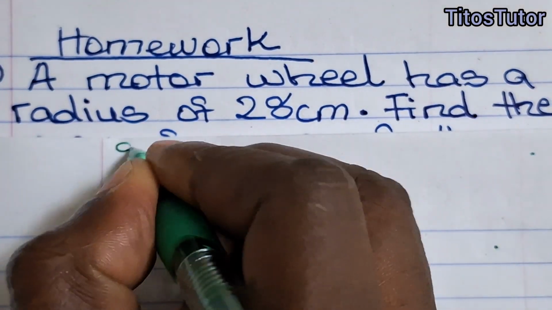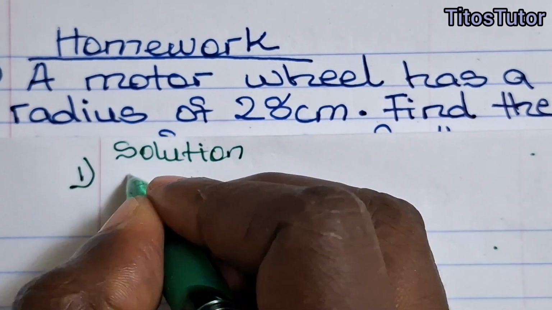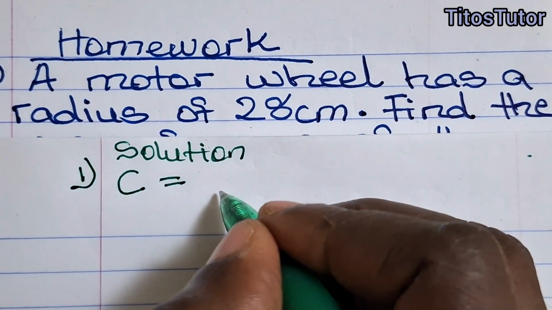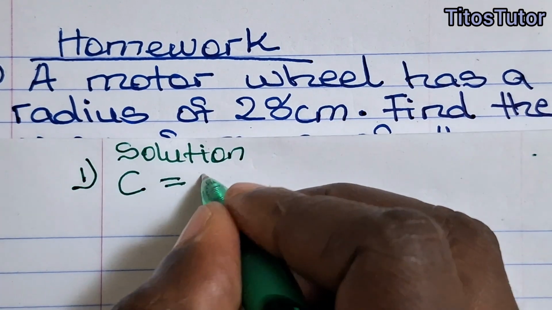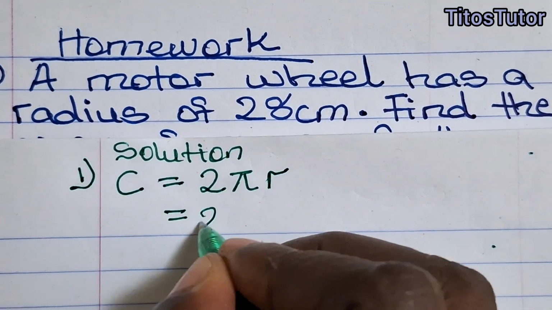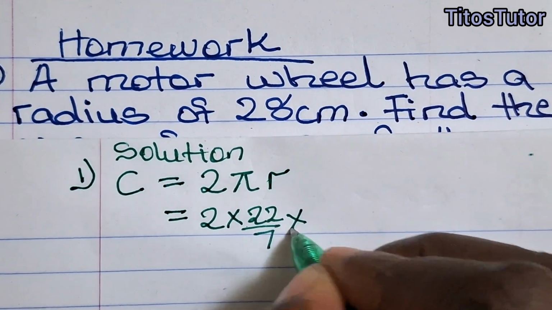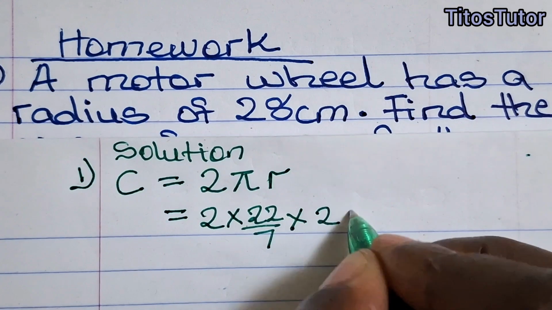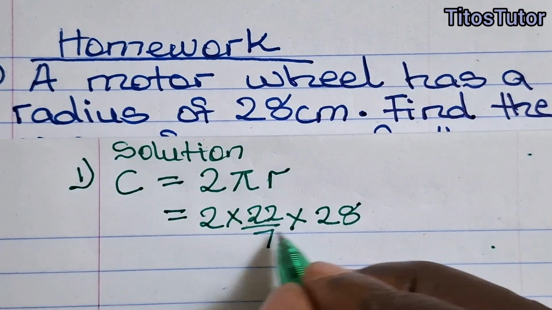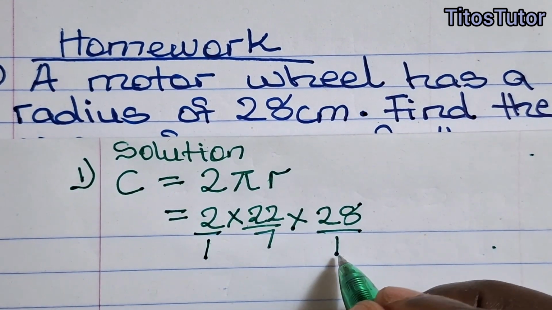Solution to number 1. It says we should find circumference. Let's take C to be our circumference, and we have the formula for circumference is 2 pi r. Remember, we're taking our pi to be 22/7, and the question says radius is 28. So all we need to do is to divide diagonally, because multiplication of fraction, this can be over 1, just to make it fractional looking.